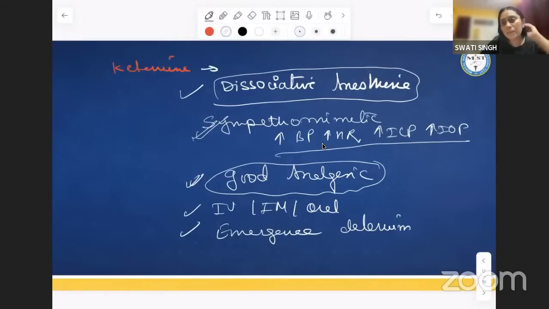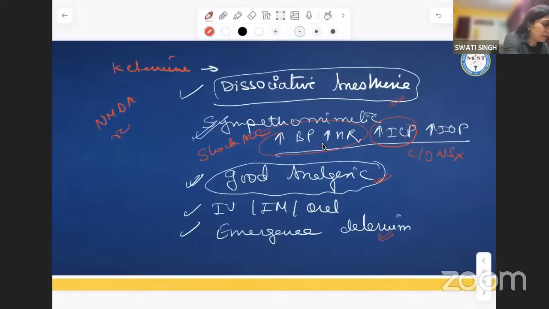Now, ketamine increases BP and heart rate, so in shock patients, it is the agent of choice. It increases ICP, so it is contraindicated in neurosurgery. It's a good analgesic, and it is used for analgesia as well. It causes emergence delirium. This is a favorite question of exam. And it causes dissociative anesthesia. And it acts on the NMDA receptor, unlike other agents which act on the GABA receptor.